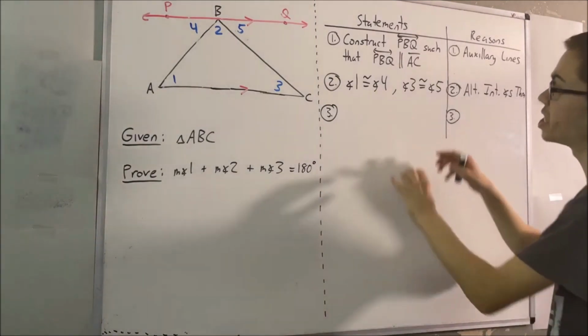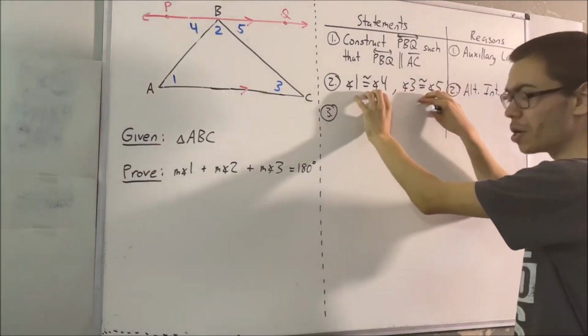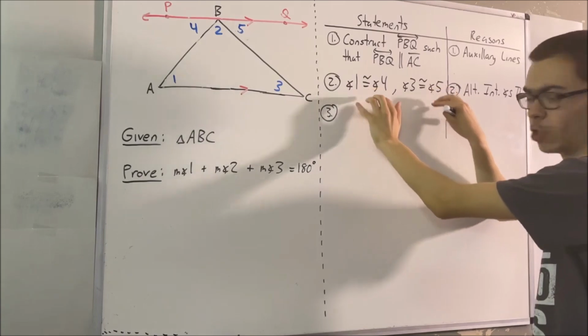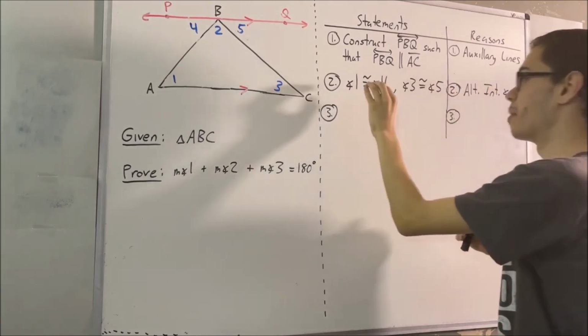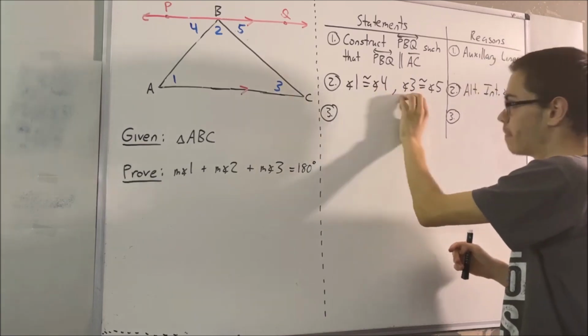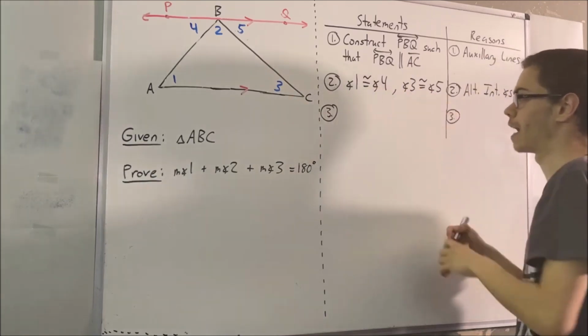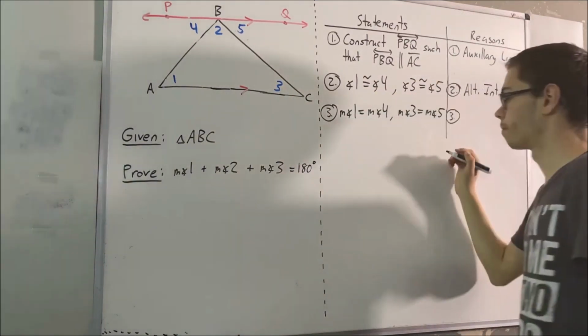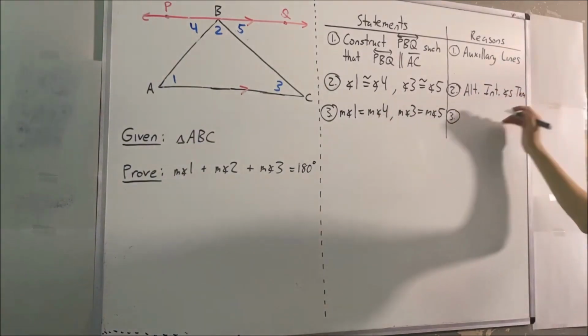Now, by definition of congruent angles, we know that congruent angles have equal measures. So in this case, the measure of angle 1 must equal the measure of angle 4, and the measure of angle 3 equals the measure of angle 5. And this is the definition of congruent angles.